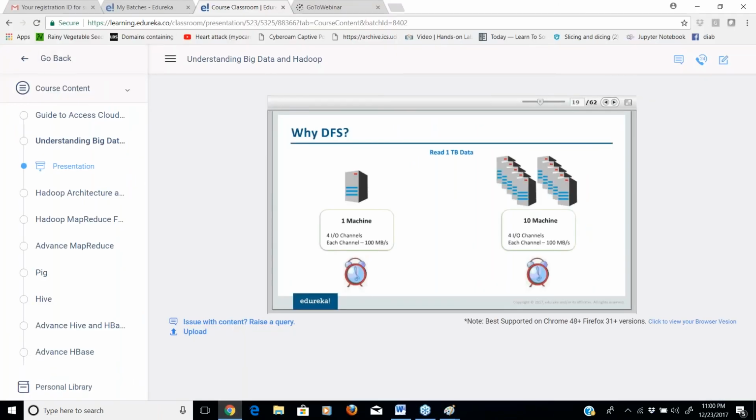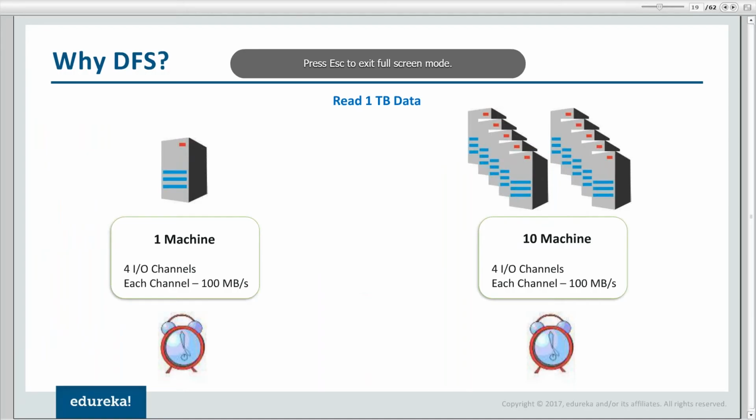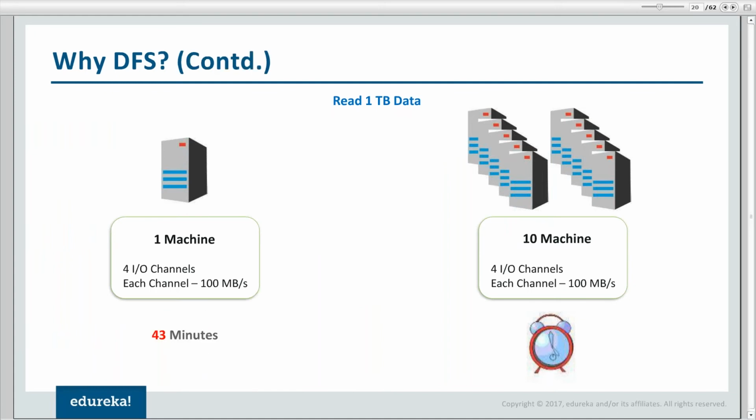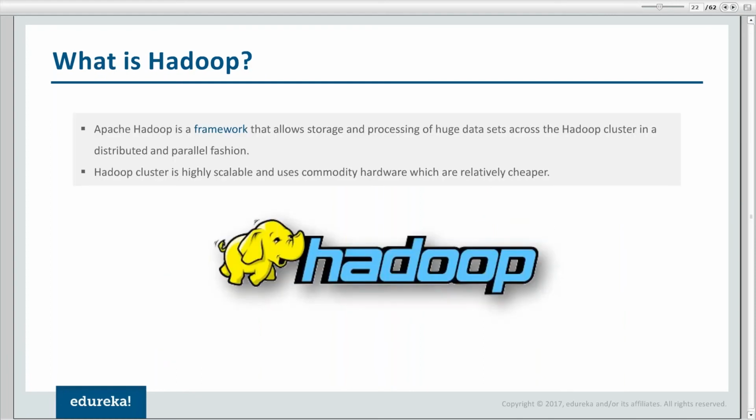So guys, if I have 10 machines of 4 IO channels, how many IO channels am I going to get? Can I say 40 IO channels? So if one machine is taking 43 minutes to process this 1 terabyte of data, how much time will 10 computers take? Of course, 4.3 minutes.